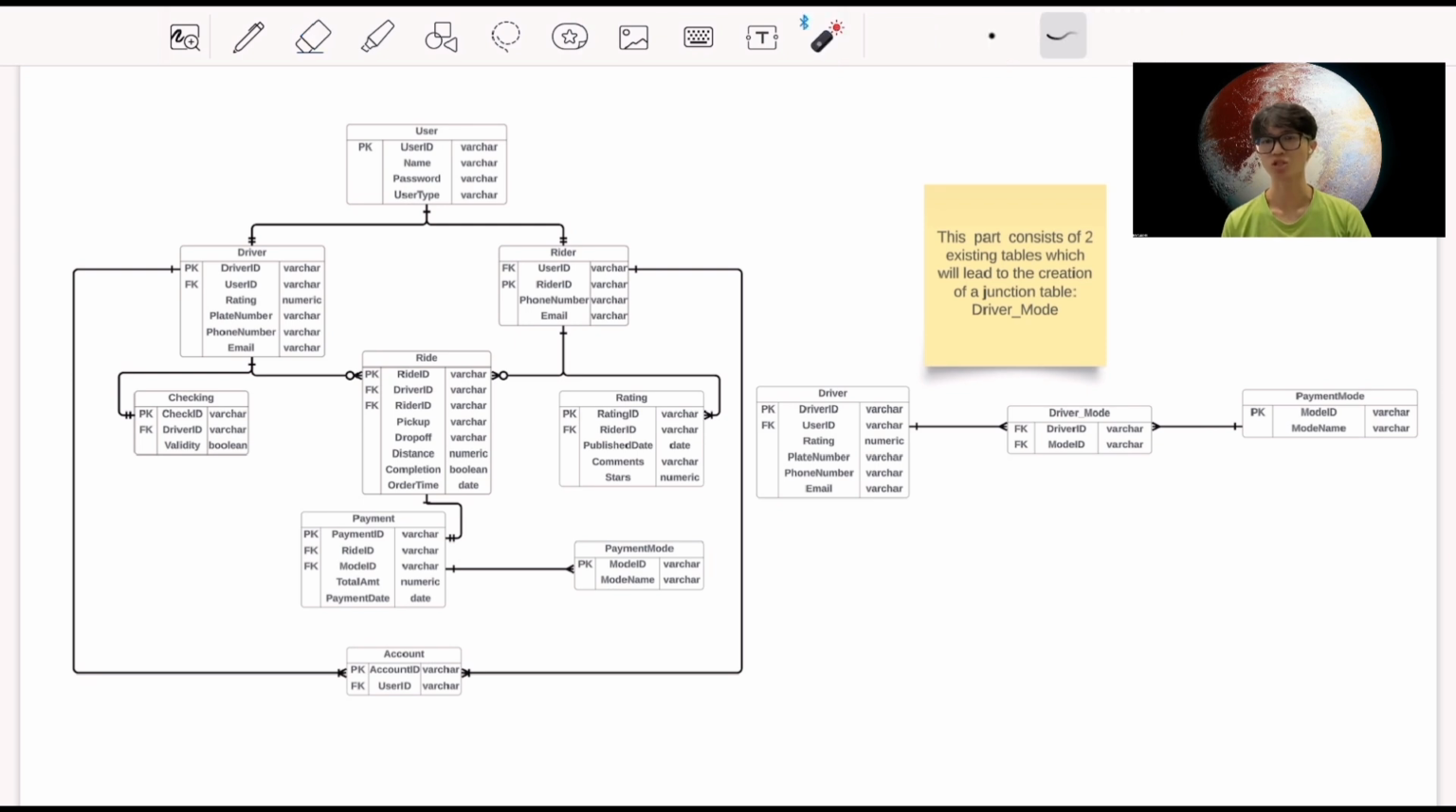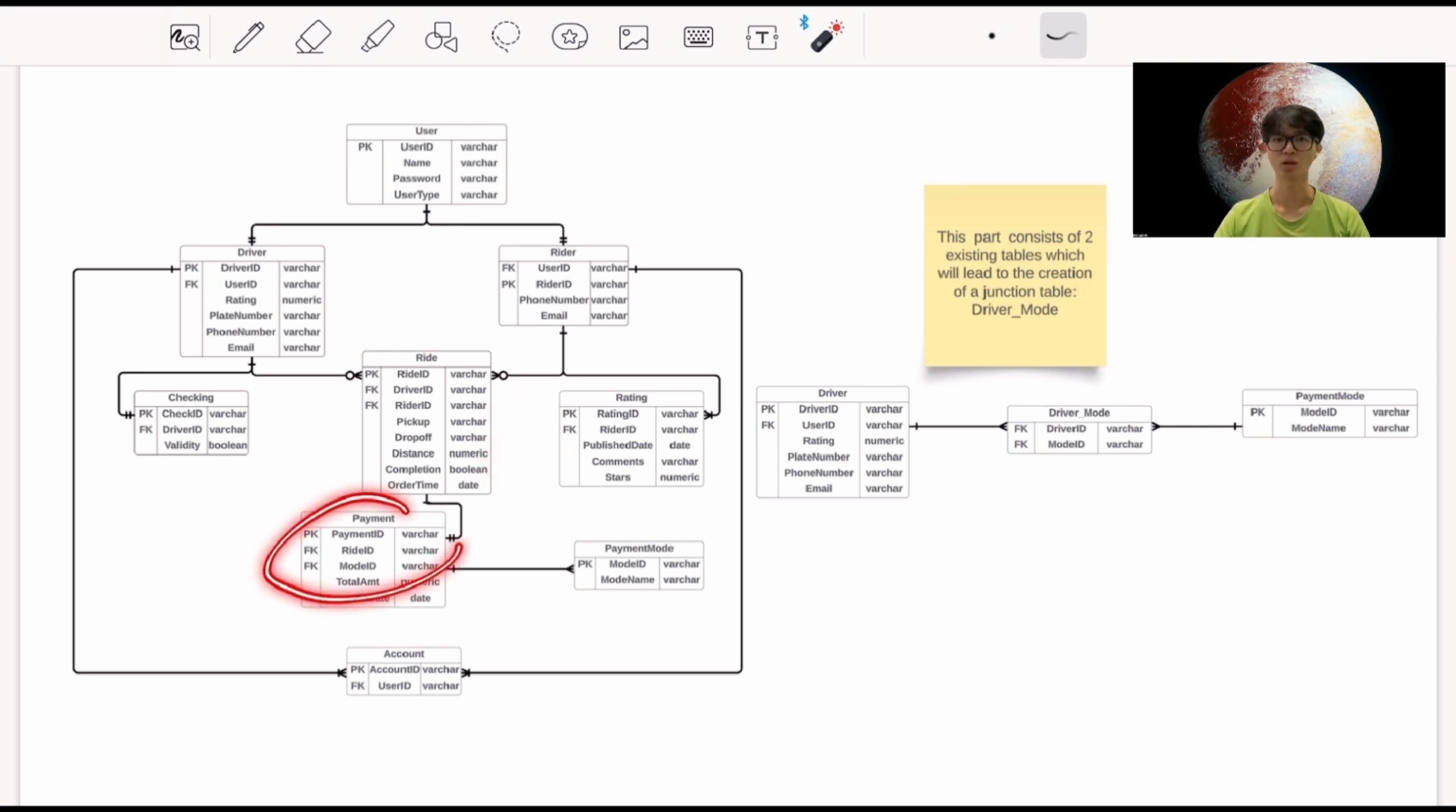Driver has additional attributes like rating, plate number, and phone number. Rider includes attributes like phone number and email. Third, ride table links driver and rider table using driver ID and rider ID as foreign key. Track ride details such as pickup, drop-off, distance, and completion.